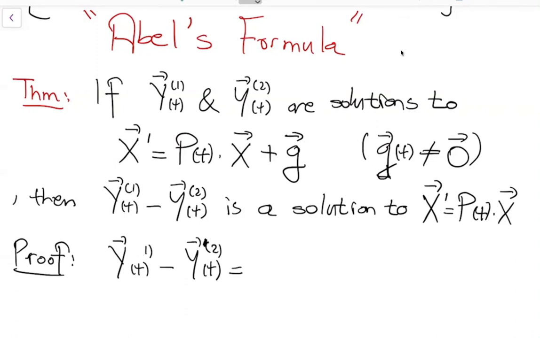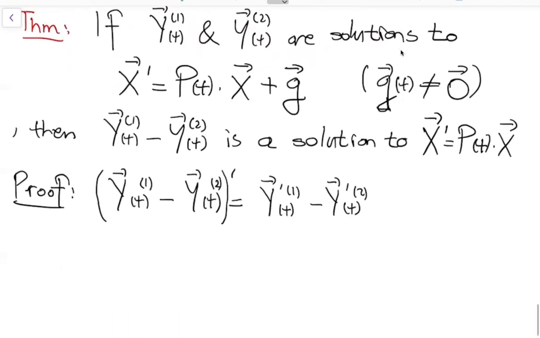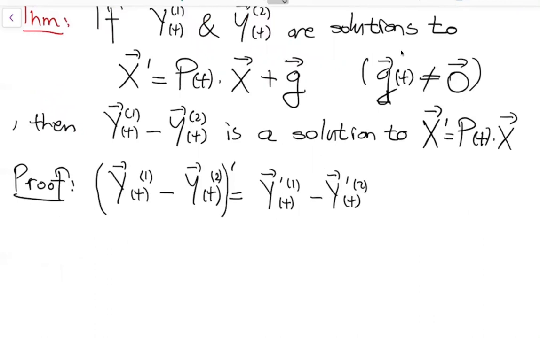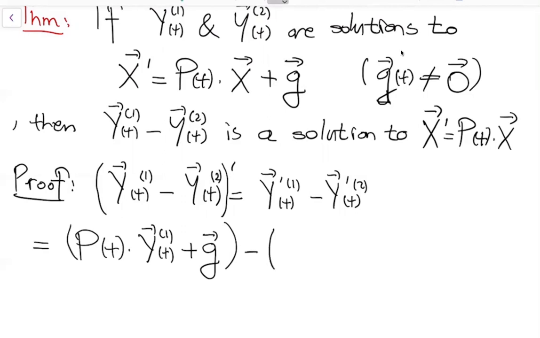Maybe at least for the first one, not just write this way. Okay, I'm taking their difference and then the derivative. So we get the derivative of the first one minus the derivative of the second one. But did y1 and y2 satisfy the non-homogeneous equation above? So I can replace the derivative of y1 with p of t times y1 plus g, minus, I can replace the derivative of y2 again with p of t times y2 plus g.